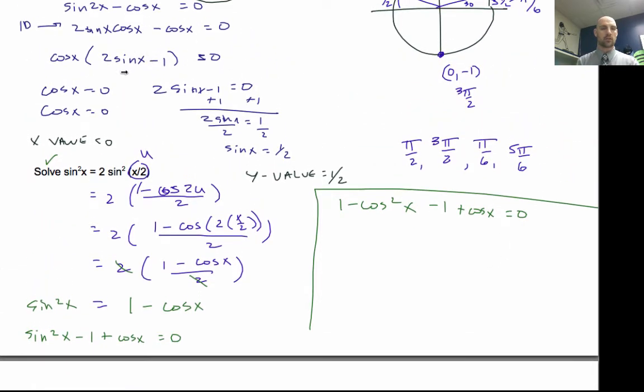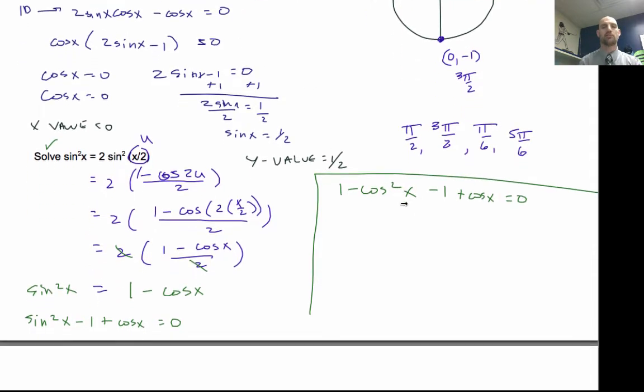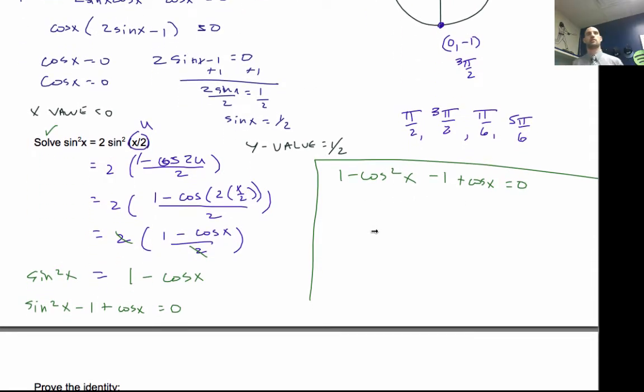Well, in the previous problem up here, look what I did. So in the previous problem up here, I made it so I could factor out a cosine, right? So I had 2 sine x cosine x minus cosine x. Made it so I could factor out a cosine. Well, if I have everything in terms of cosine, I can factor some things out, factor out a cosine.